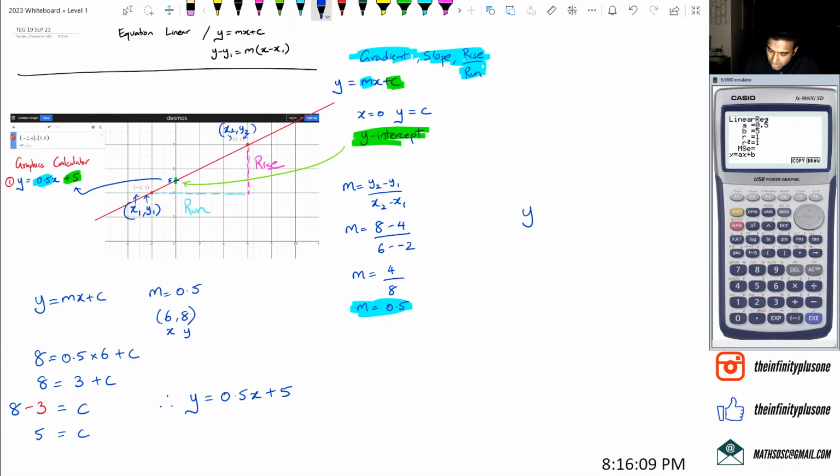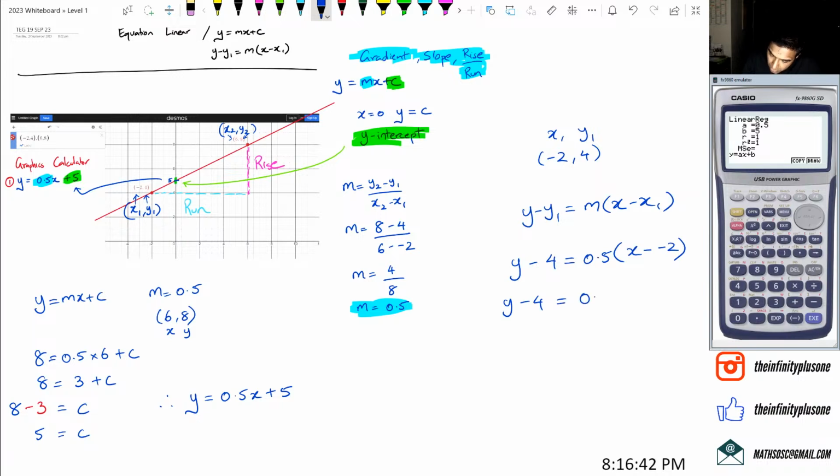Let's say you want to use this equation, y minus y1 equals m times x minus x1. Let's say we want to use that. And we could use any points, guys. You could use -2, 4, or you could do 6, 8. It doesn't really matter. In this case, I'm going to use -2, 4, so I can show you what would happen. My y1 is 4, my m is 0.5, and my x1 is -2. So I've got y take away 4 equals 0.5 times x, and minus -2 just becomes plus 2.